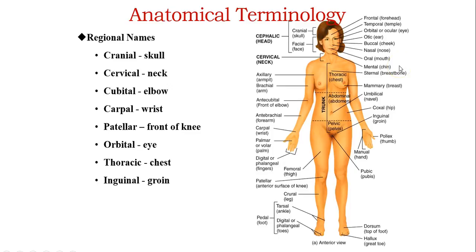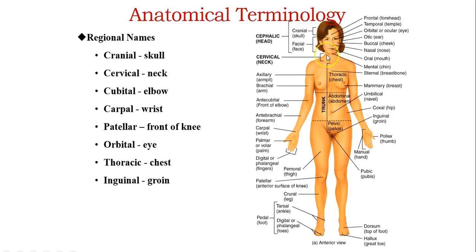Now we also have regional names that describe various regions of the body. And you can see this person here has many regions labeled. You are responsible for the regions in bold print: cephalic, or head, cervical, neck, and the trunk, which is divided into the thoracic, abdominal, and pelvic regions. But you can see when we're looking at the head, we could be talking about the cranium of the skull or the face, so cranial and facial.